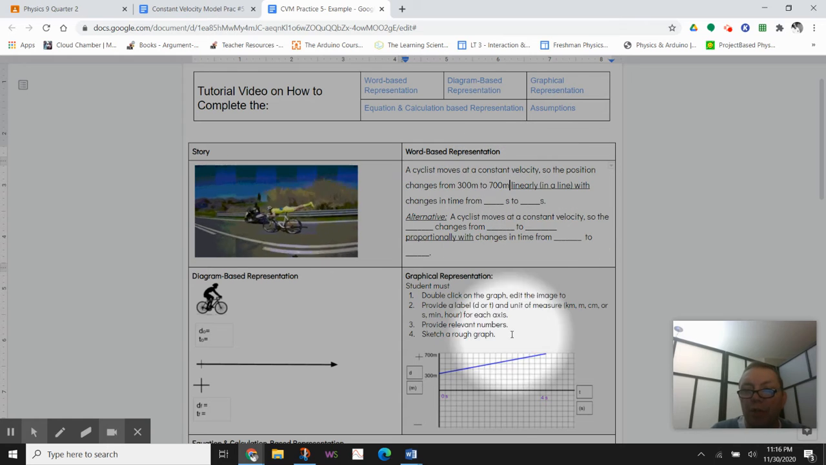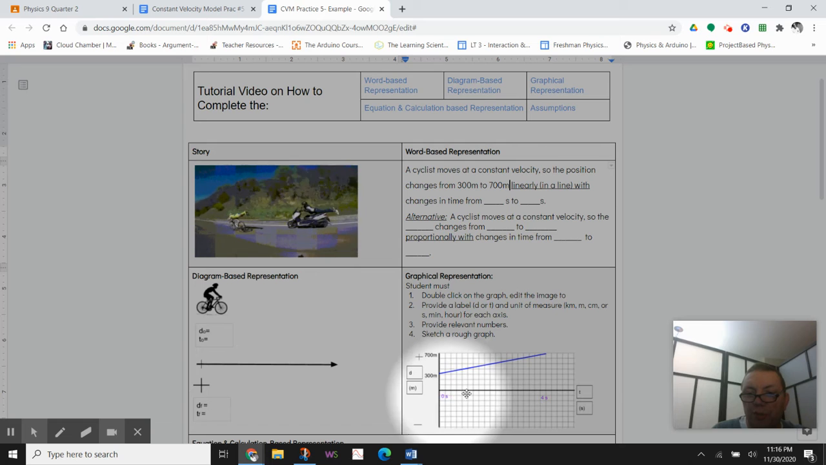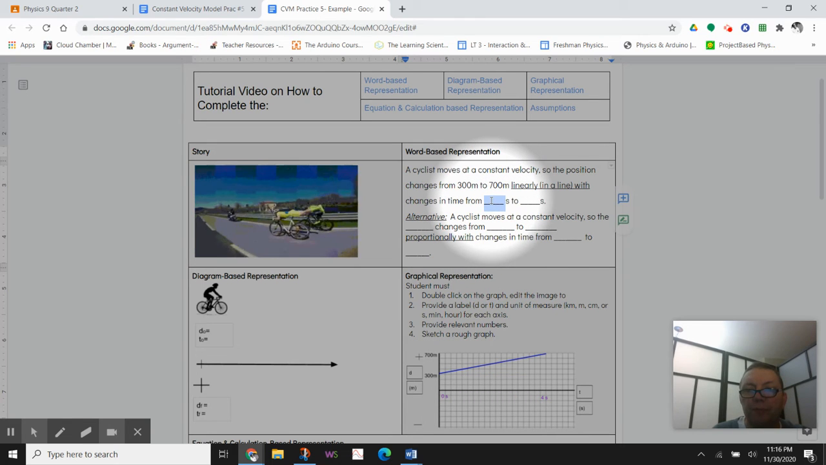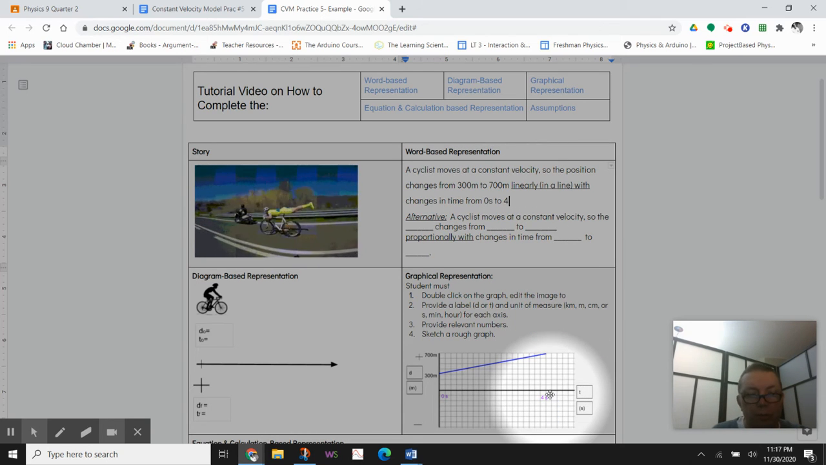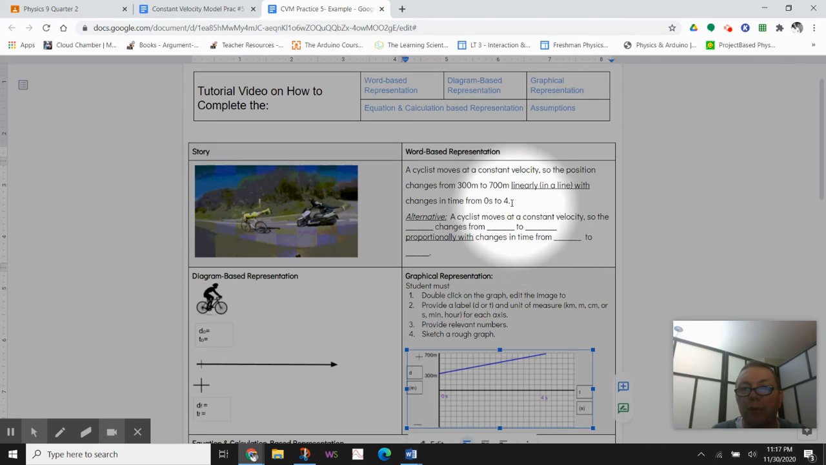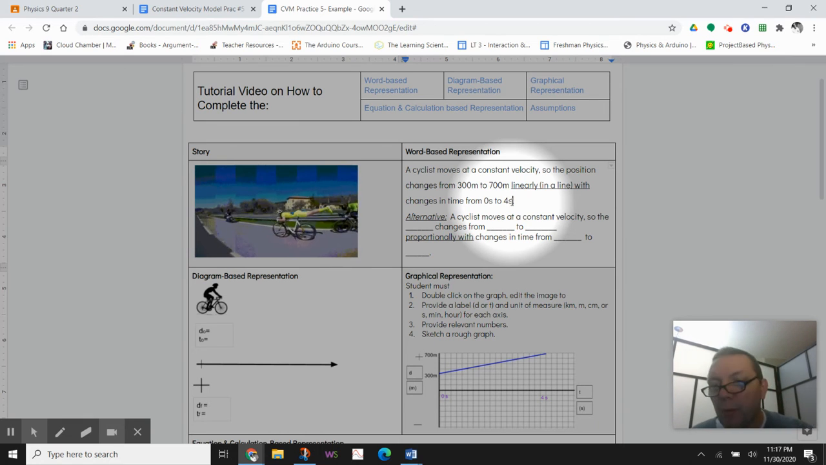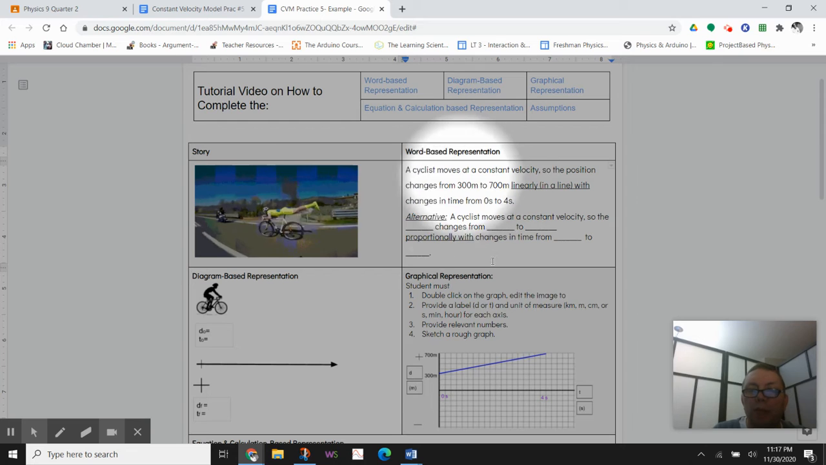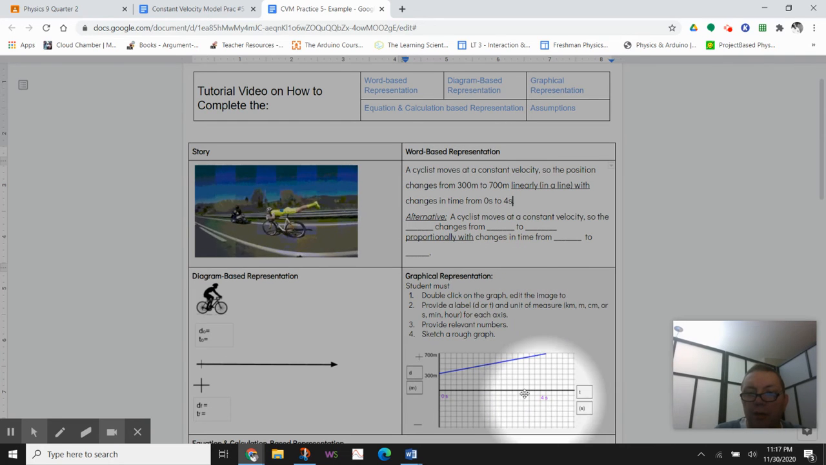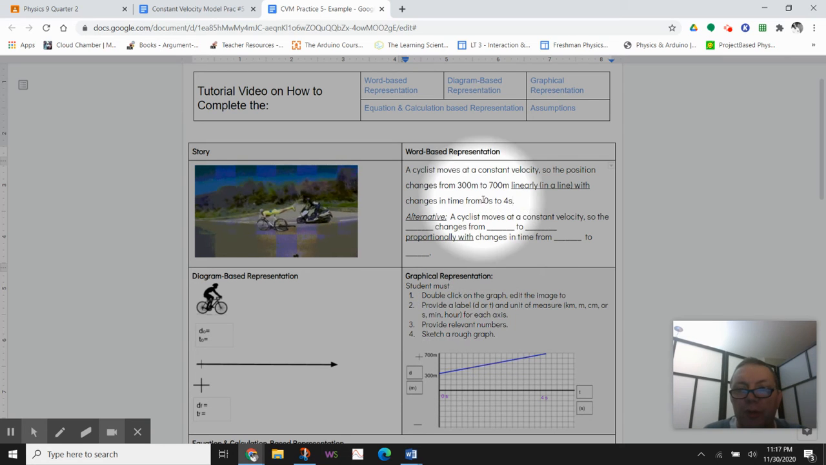And it does that change linearly, in a line, with the change in time going from 0 seconds to 4 seconds. I forgot the S up here. There we go, 4 seconds. Every number should have a unit of measure. So I got that 4 seconds there, the 0 seconds there, 300 meters, 700 meters. That's where I got all those values.